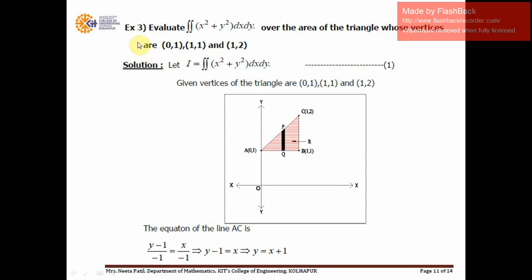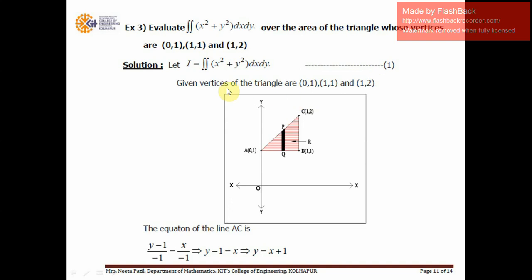Now let us consider the third example. Evaluate the double integration of x square plus y square dx dy over the area of the triangle whose vertices are (0, 1), (1, 1), (1, 2). Let us see the solution. Denote this integral by the symbol I. So let I is equal to double integration x square plus y square dx dy. Call this equation number 1.